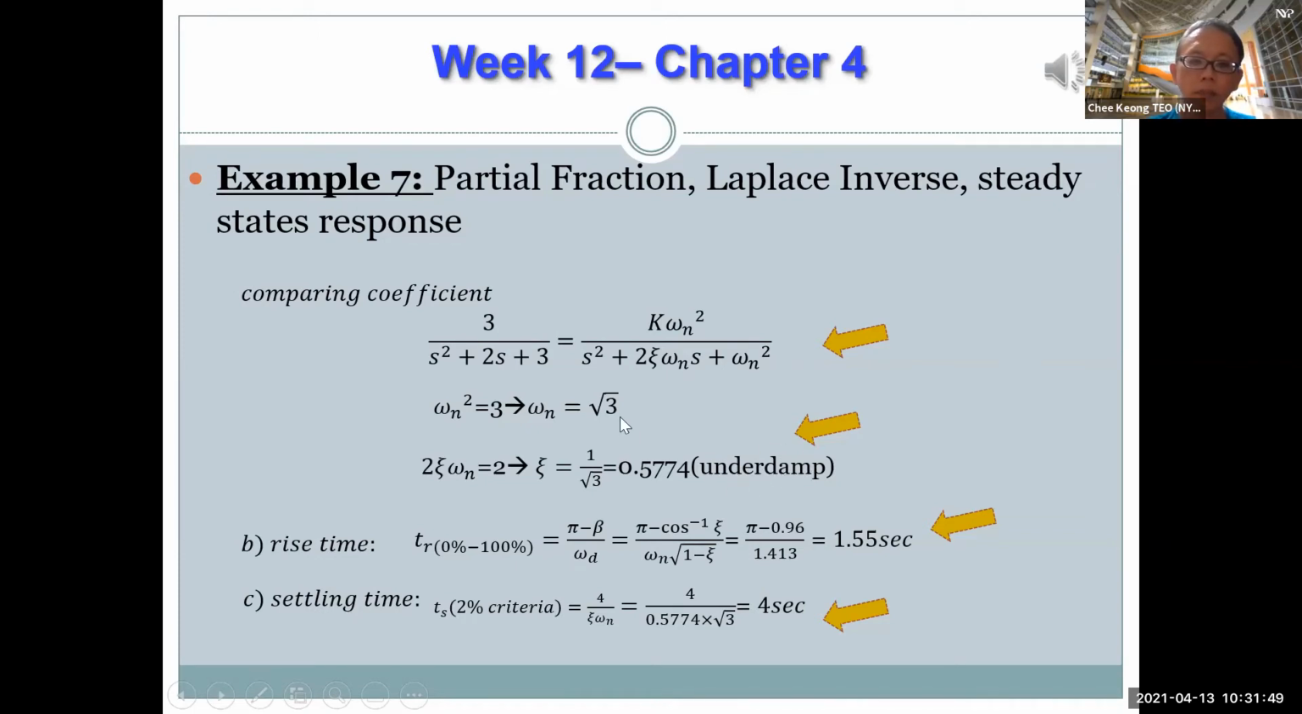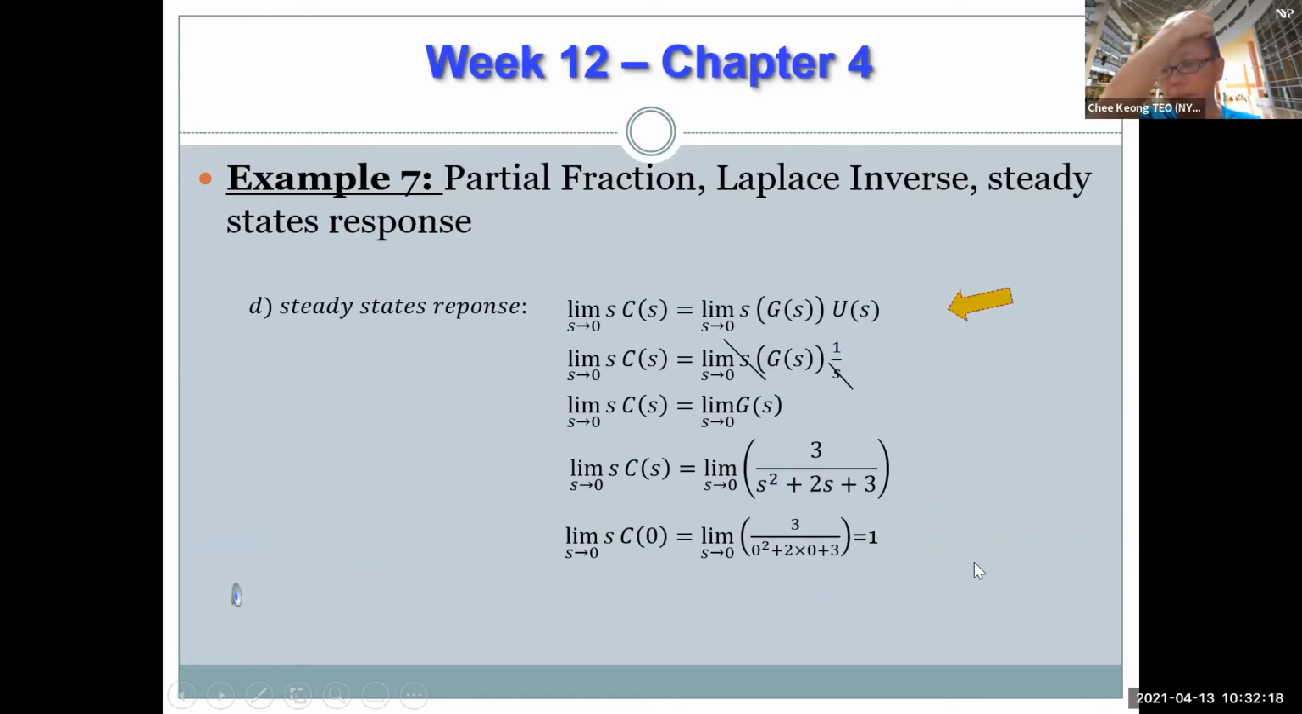So with this zeta and omega n value, we can plug it into the rise time formula, right? Rise time formula, and then plug in the zeta and omega n. You would be able to solve it to be 1.55 seconds for the first case. And then, of course, the settling time for 2% criteria will be 4 over zeta omega n. Again, you see, zeta is required, omega n is required, and zeta we already found, omega n also we found. So that basically gives us 4 seconds.